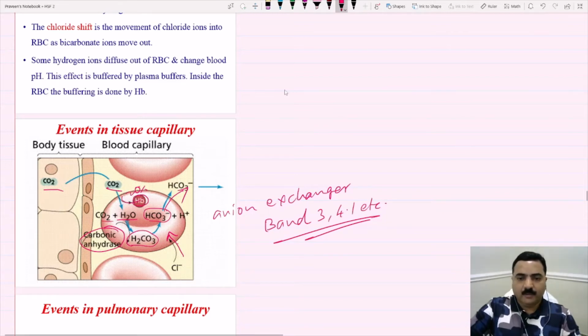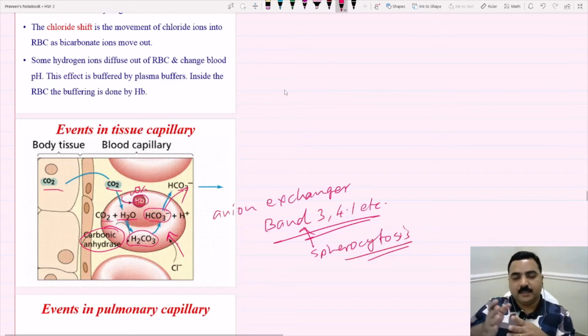A mutation normally seen in this band protein will result in spherocytosis. We will discuss this topic more when we discuss the RBC structure in the hematology chapter. Just to understand, the band proteins are responsible for the anion exchange. So bicarbonate is going out and the chloride is coming in. One significance of this chloride coming in is what?